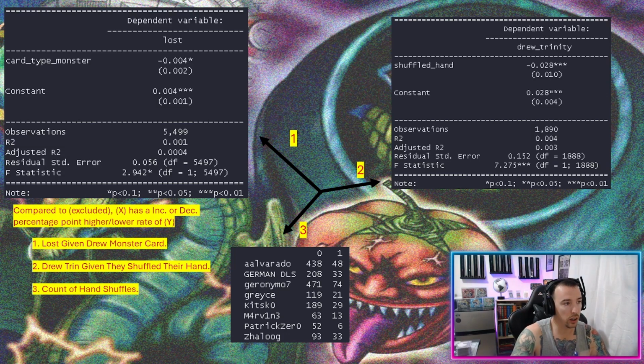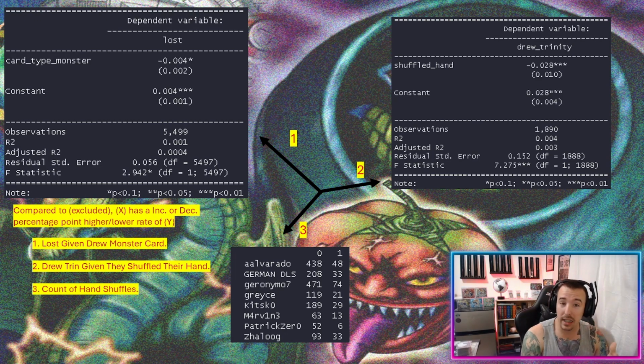But for this one, this is saying compared to individuals or duelists who drew a spell or a trap, duelists who drew a monster were 0.4 percentage points less likely to lose. So, layman's terms, if you drew into something other than a monster, your odds of losing went up. And this is a 0.1 p-value, so we're still not quite there yet, but we are getting there given we have more observations.